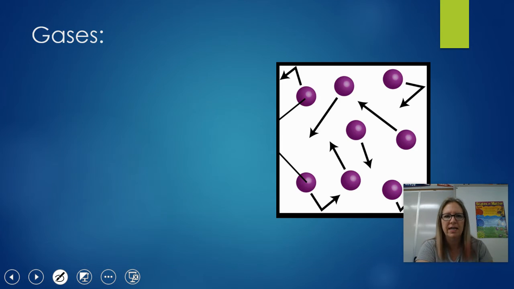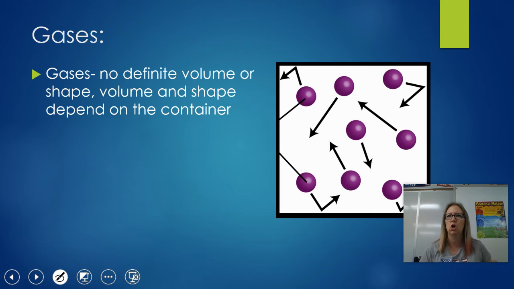All right, moving on to gases. Gases are a little harder to talk about because you can't see them. They're all around us, but again, following that kind of definition dealing with volume and shape, gases have neither definite volume or shape. Their volume and their shape depends on the container they're in.